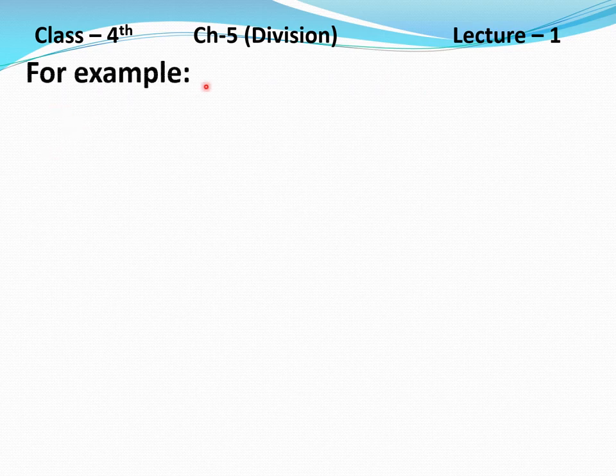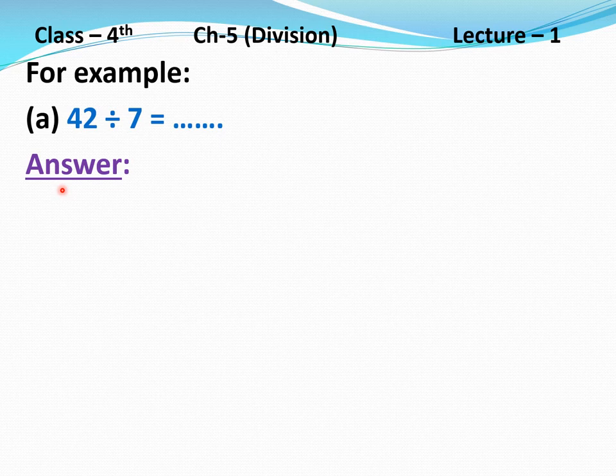Now, for example, 42 divided by 7 equals dash. It means we will divide 42 by 7. Okay. Write down the answer. Make a sign like this. Write 7 on the left side and 42 in the middle one.